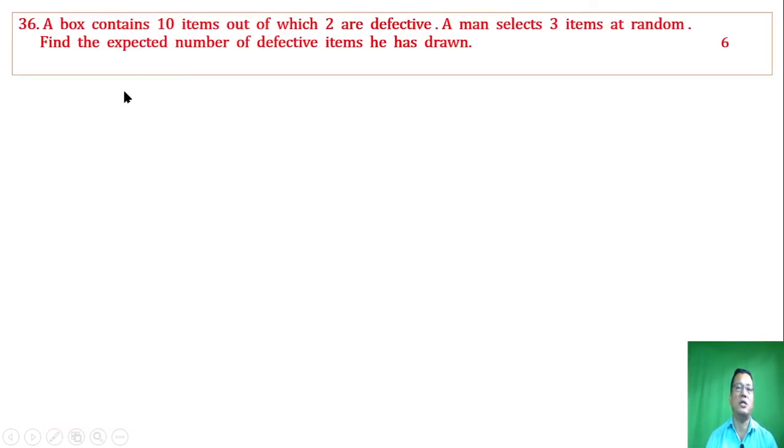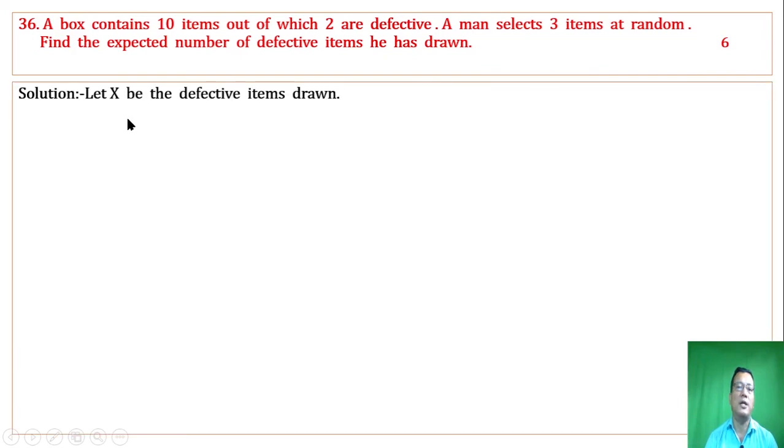36. A box contains 10 items, out of which 2 are defective. A man selects 3 items at random. Find the expected number of defective items he has drawn.